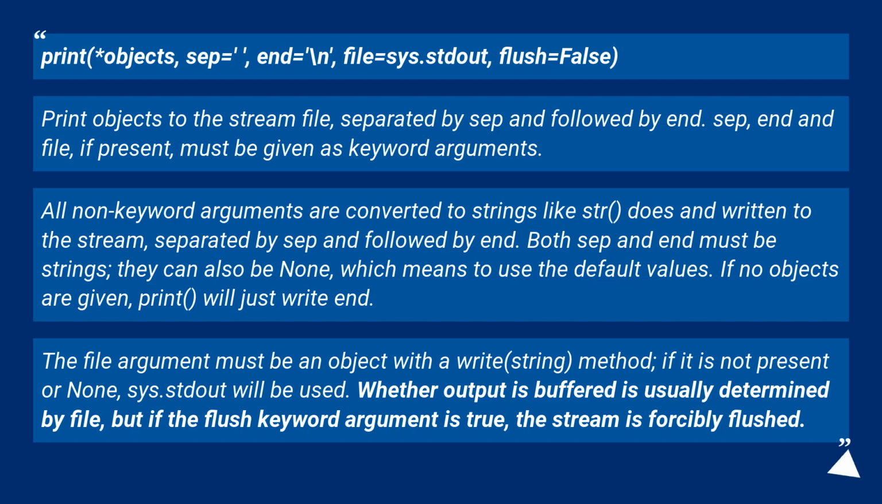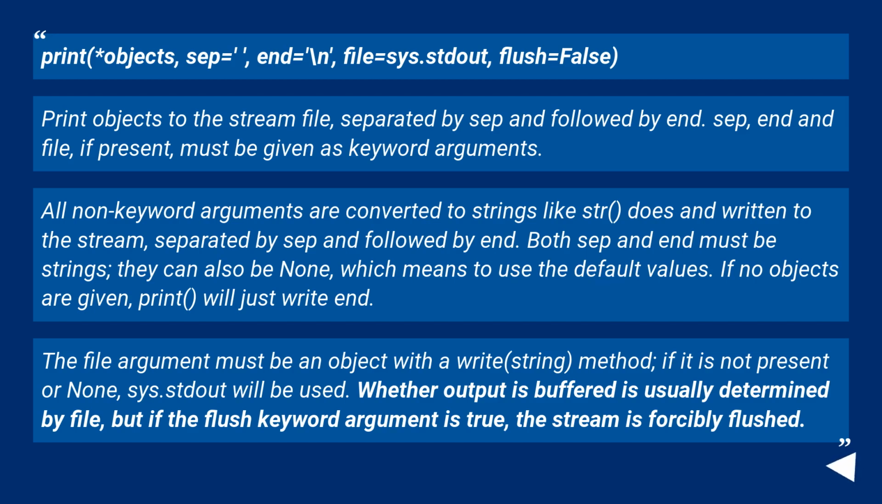Sep, end, and file, if present, must be given as keyword arguments. All non-keyword arguments are converted to strings like str does and written to the stream, separated by sep and followed by end. Both sep and end must be strings. They can also be None, which means to use the default values. If no objects are given, print will just write end.